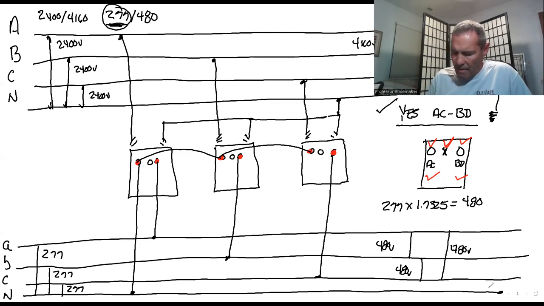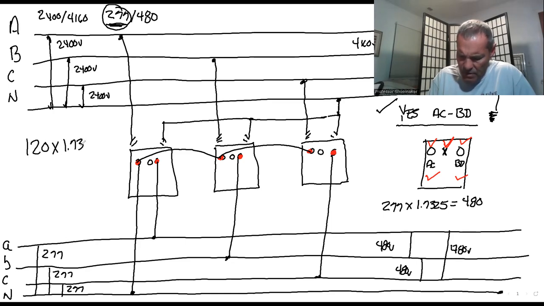The big clues to look out for here on open delta and closed delta is that high leg. Whatever that high leg is, you have to take the phase to ground voltage. Let's say it's 120. And the high leg or power transformer is times 1.7325. Whatever the phase to ground voltage is, if it is 240, that's times 1.7325. That's in open delta and closed delta. Okay, questions?